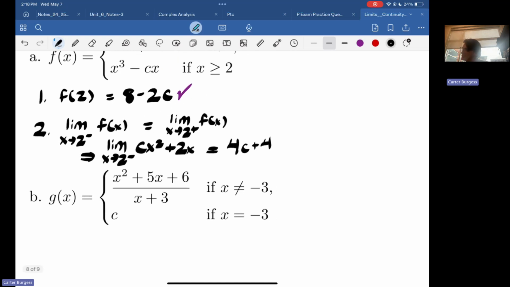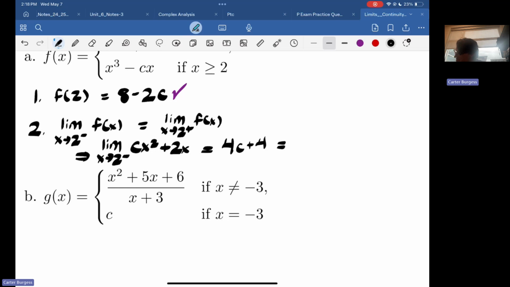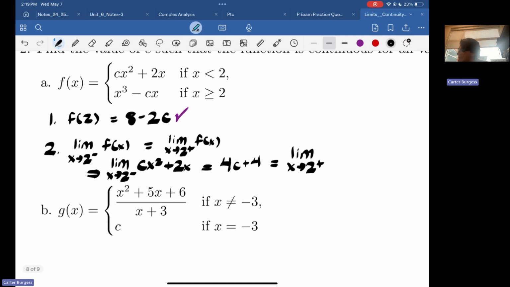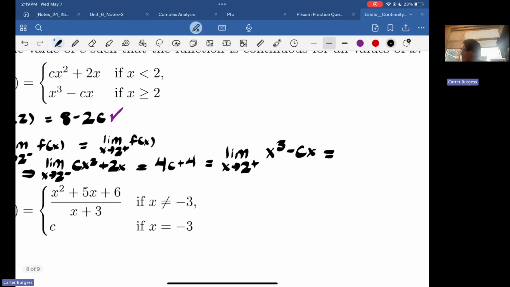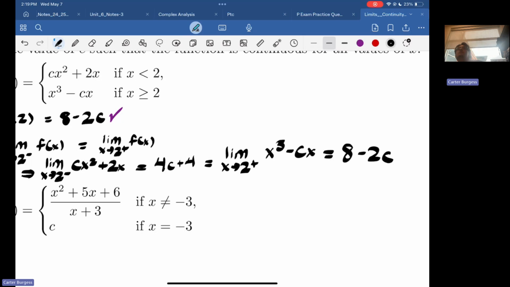Just plugging in 2. And that needs to be the same as the limit as x approaches 2 from the right of which function am I going to use? The bottom one, x cubed minus cx, which, what is this when I do my direct substitution? 8 minus 2c.